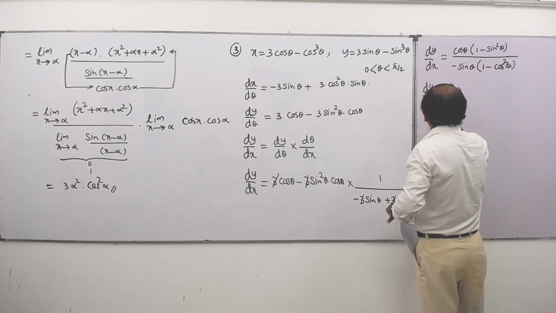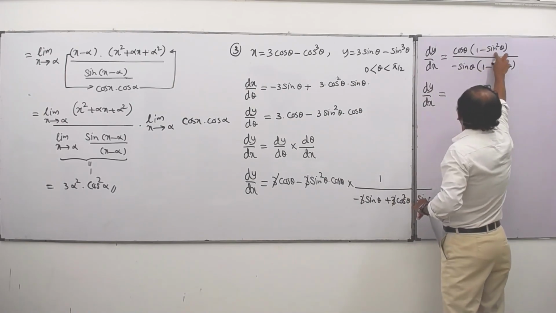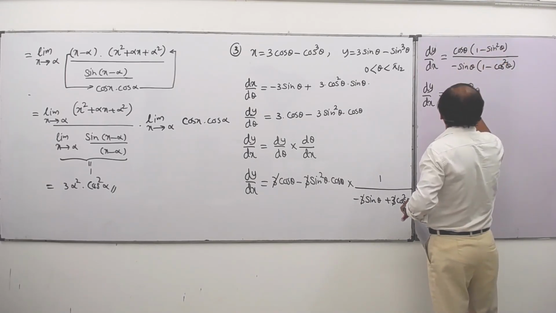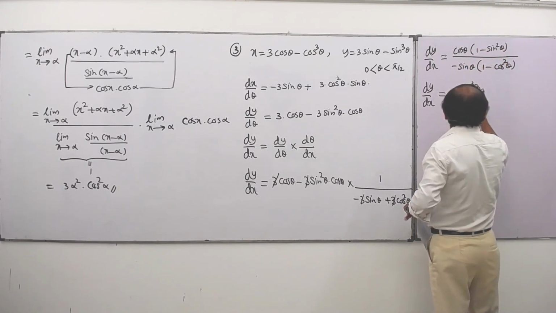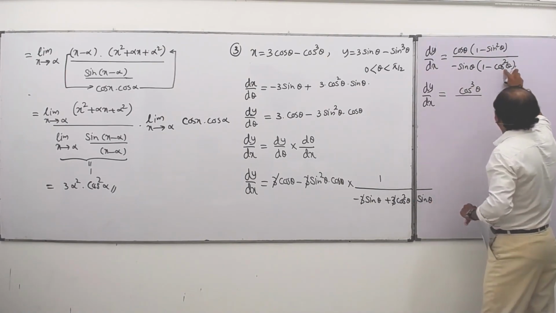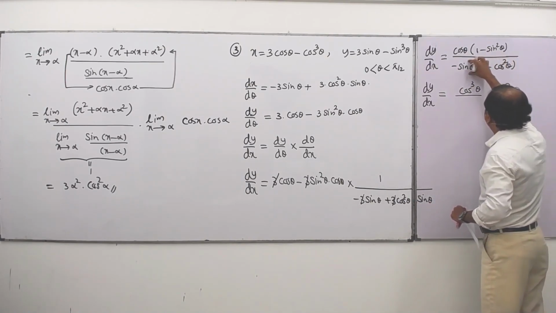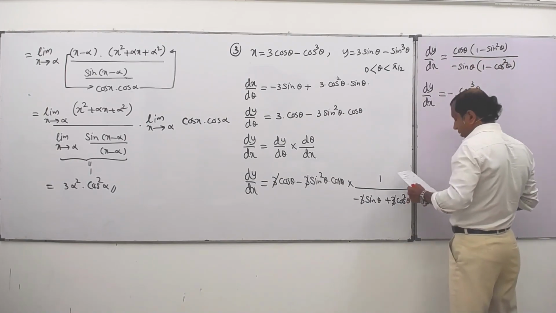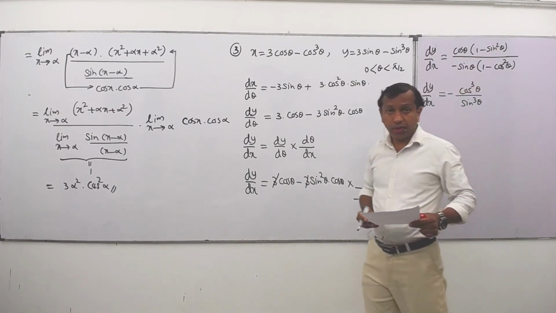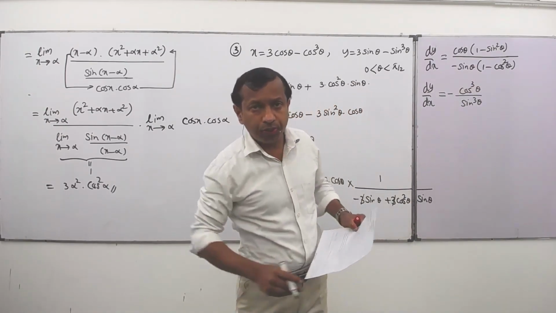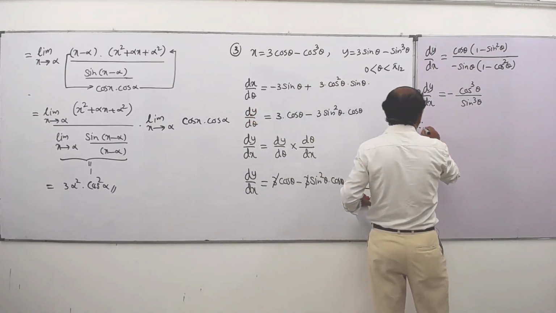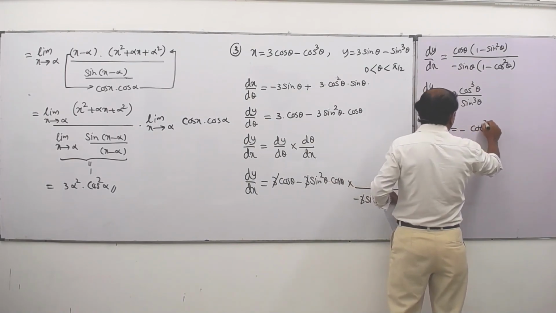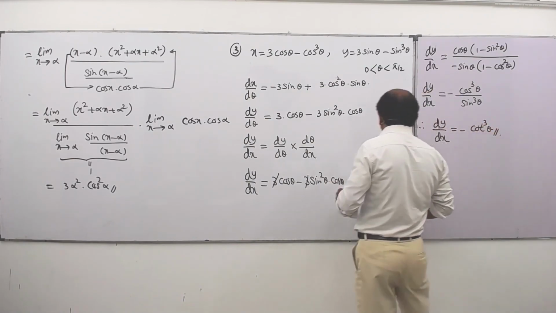dy by dx. Here 1 minus sin square theta is cos square theta. That cos square theta into this cos theta is cos cube theta. Here, 1 minus cos square theta is sin square theta. Sin square theta into sin theta is sin cube theta, minus sin cube theta. Cos cube theta divided by sin cube theta is cot cube theta, no? Therefore, we can write dy by dx is equal to minus cot cube theta.